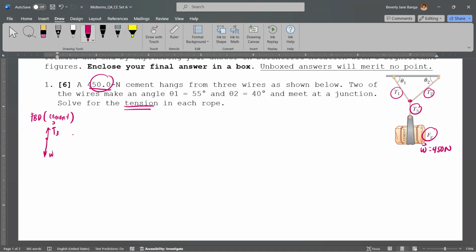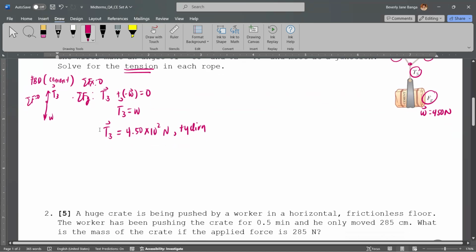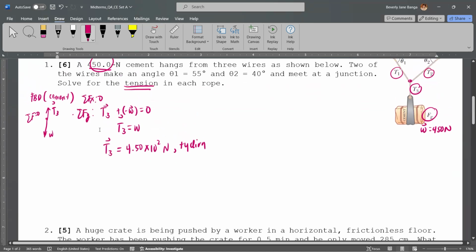Since weight na yung binigay dito, we write down the summation of forces along Y, kasi yung along X natin is simply 0. So, you have Fy is simply T3 plus negative W is equal to 0. So, you have T3 is equal to weight, meaning to say you have T3 is equal to 4.50 times 10 raised to 2 newtons directed positive Y direction or upwards, no? Next is we go to the next part, T1 and T2.